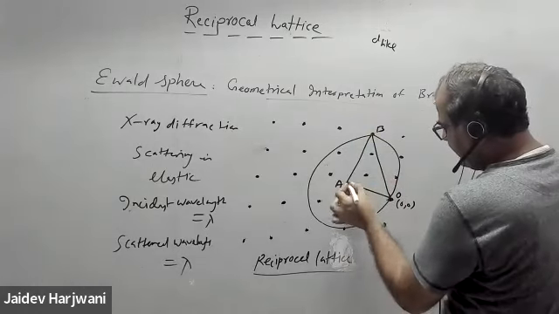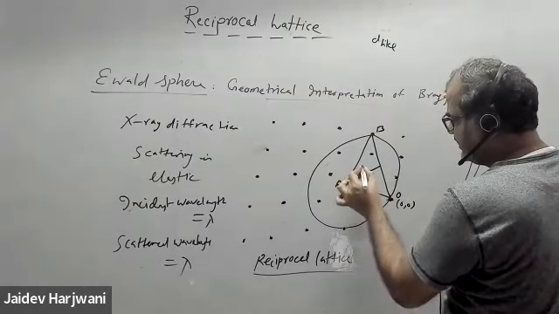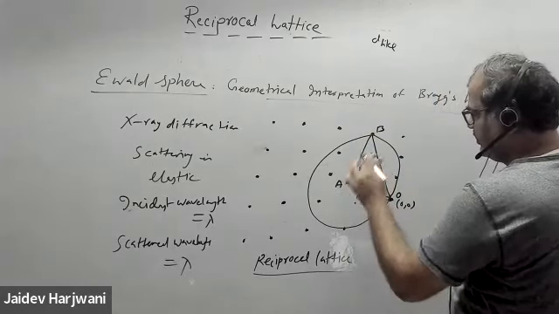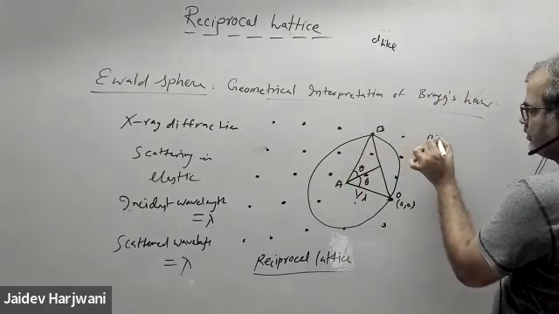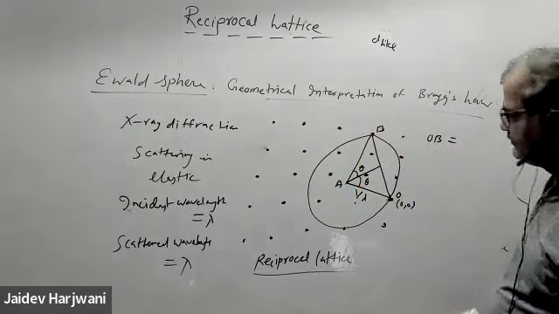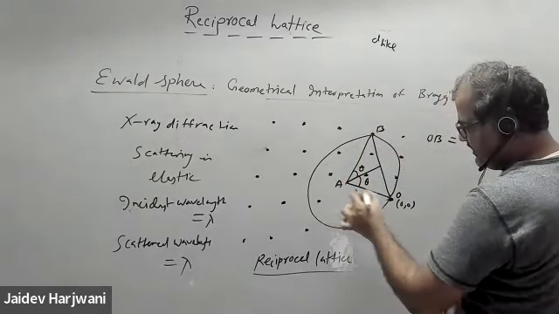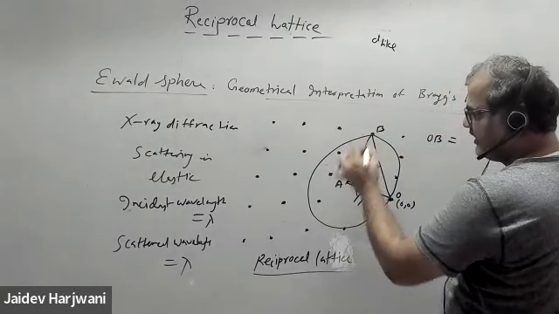Now I am putting a perpendicular here. So this angle is theta. This angle is also theta. Now what is OB equal to? OB किसके equal है? This is 1 by lambda. This is my incident wave and this is my scattered wave.